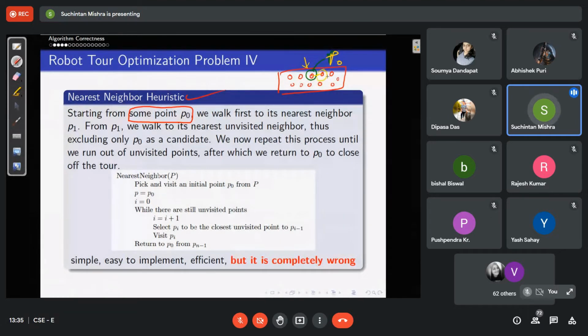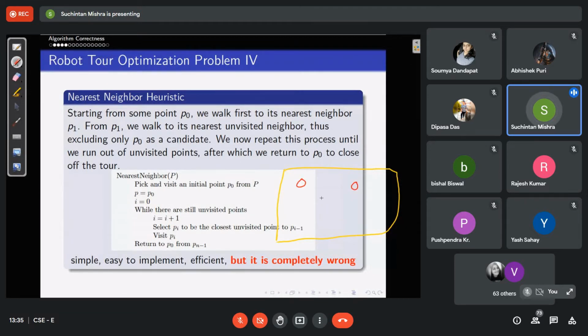Then from this point, again I will find the nearest point. Again from this point, the nearest point I will find. I will go on doing this until all the points are visited. Then from the last point, I will connect to the starting point. Let me just show it to you once more, what the algorithm will do.